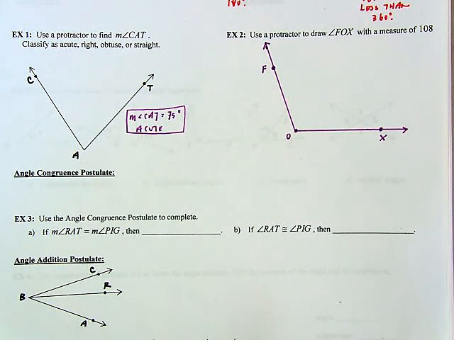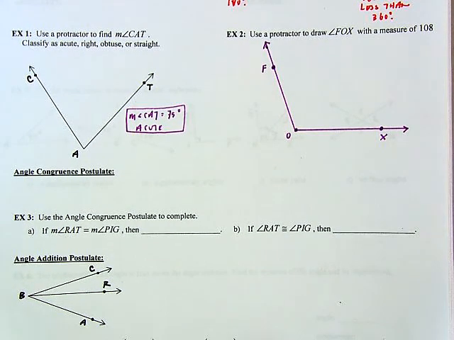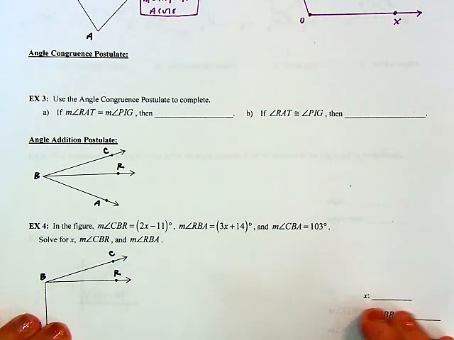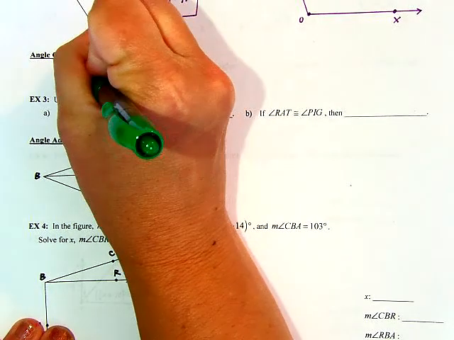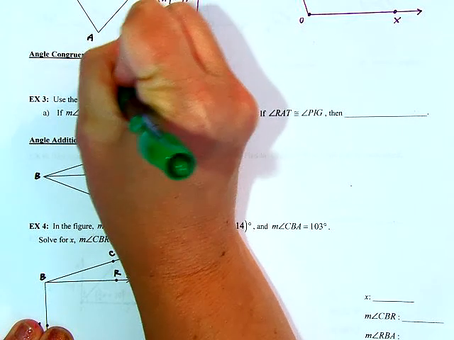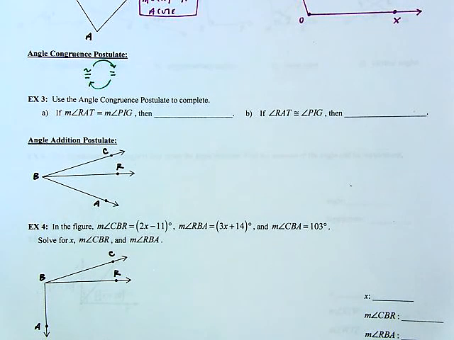Okay, next up, we're looking at the angle congruence postulate. So we saw this with segments as well. Postulate is a very basic, obvious idea statement that we accept as true without any sort of formal proof. So angle congruence postulate, here I usually just draw this little picture just to summarize it. So if our angles are congruent, their measures will be equal. If angles have equal measures, they will be congruent.